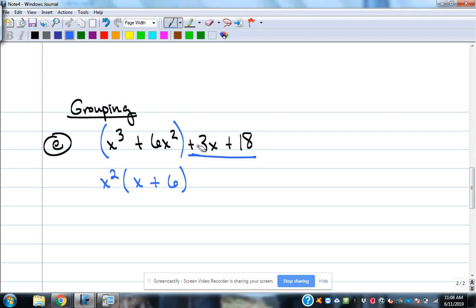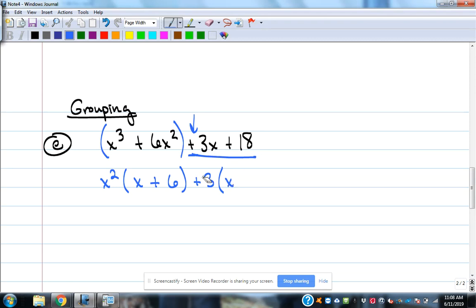Let's factor the second half using GCF. What do 3x and 18 have in common? 3. Here's where that sign comes important. Whatever that sign is right there, that's what kind of 3 you're going to pull out. If it's a positive, you're going to pull out a positive 3. So we're going to put plus 3. What times positive 3 gets me positive 3x?